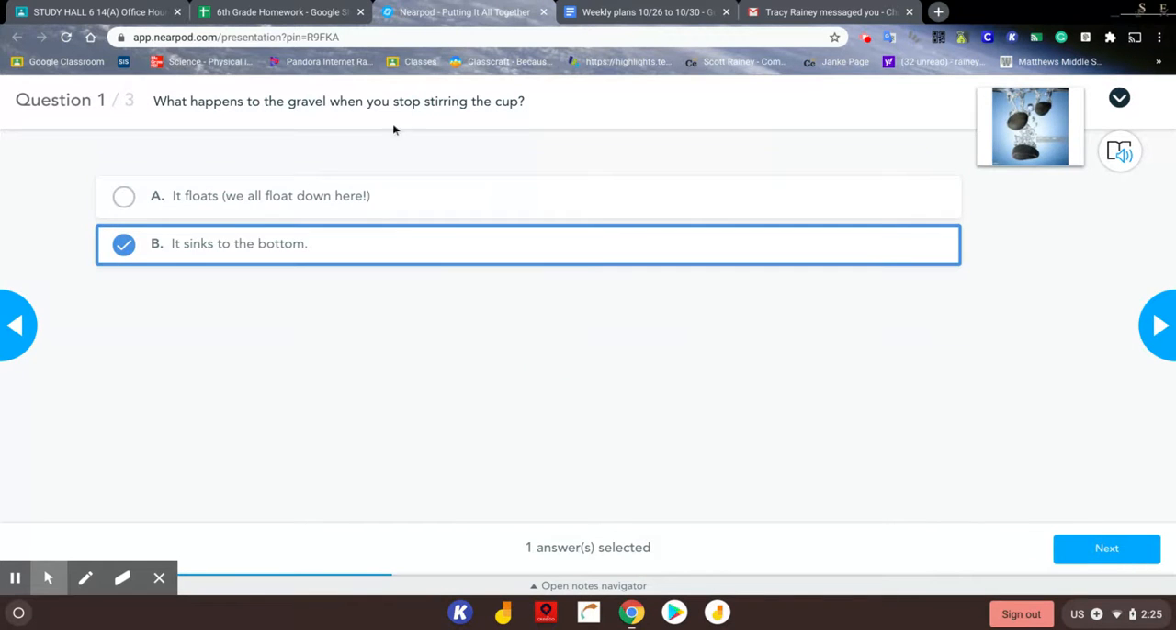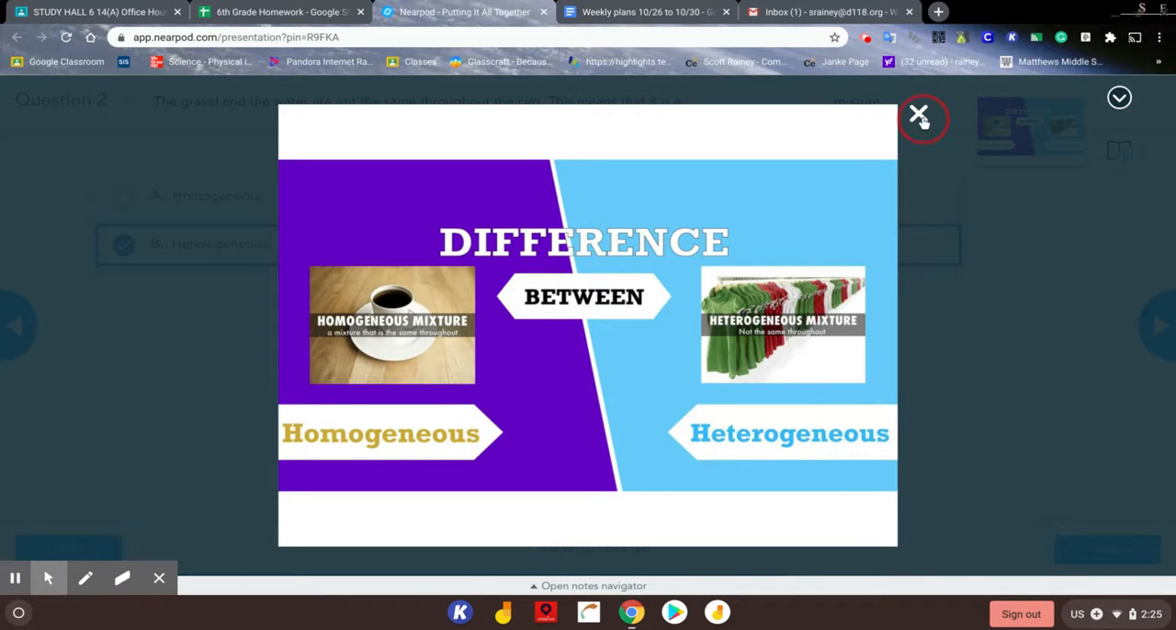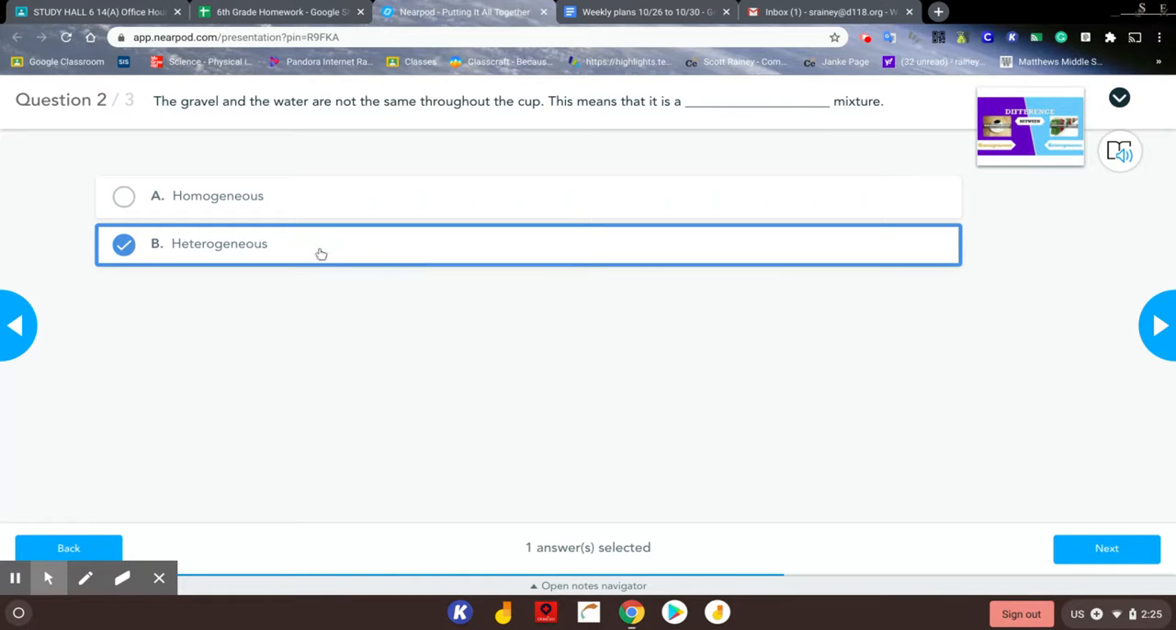And then we added the aquarium gravel. I stirred it for 30 seconds. What happened was, after I stirred it for 30 seconds, those large gravel rocks sank to the bottom. The gravel and the water are not the same throughout the cup. They all sat at the bottom, which makes it different throughout, which makes it heterogeneous.